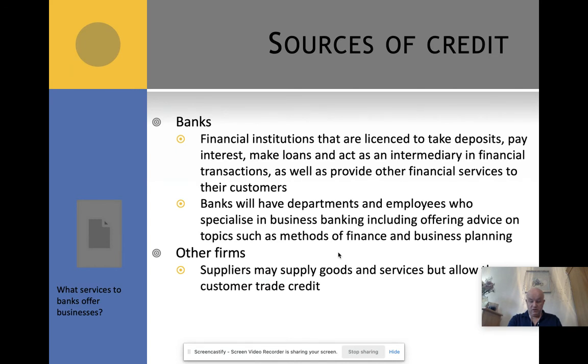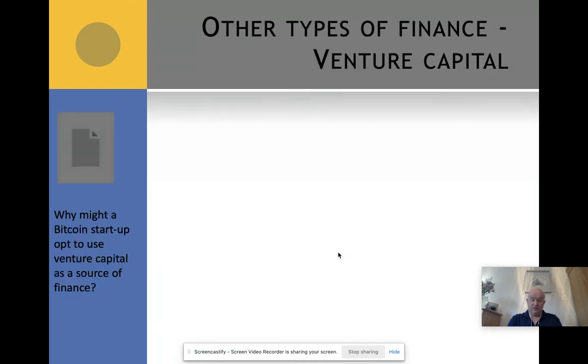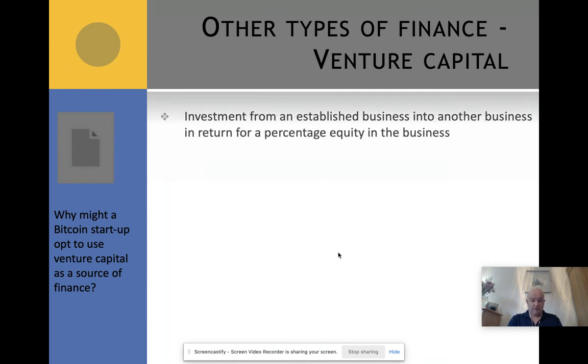We mentioned that suppliers who supply goods and services might allow some customer trade credit, and that clearly can be a decent source of finance for a business. But you've also got other sources of finance like venture capital. In this instance, the best example you're likely to have seen is probably Dragon's Den, where you get investment from an established business into another business, and they will take a percentage of equity in the business.